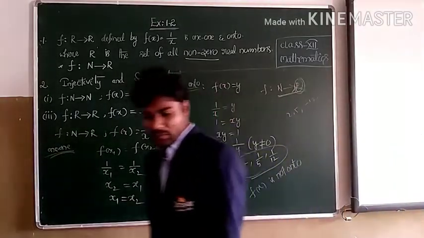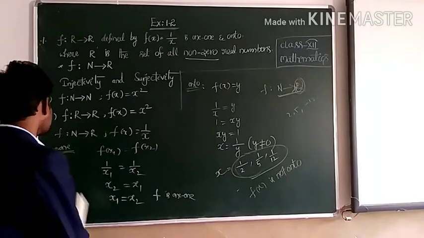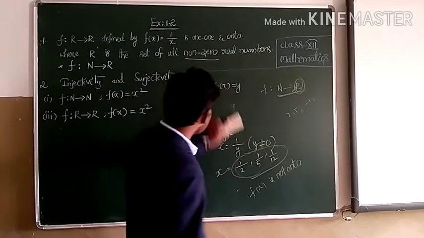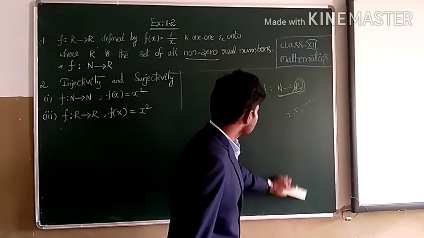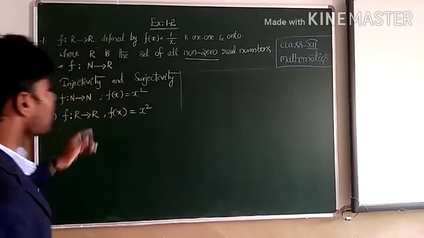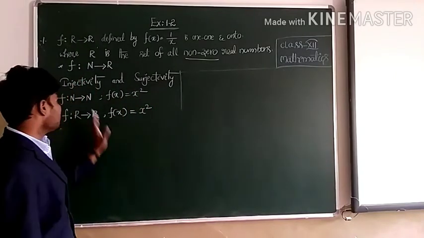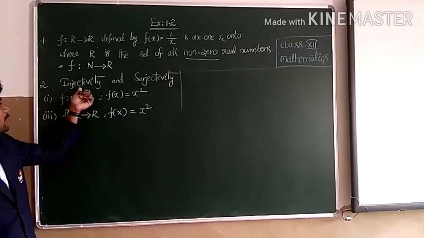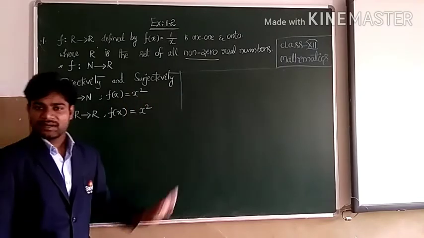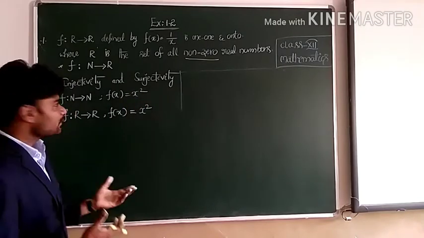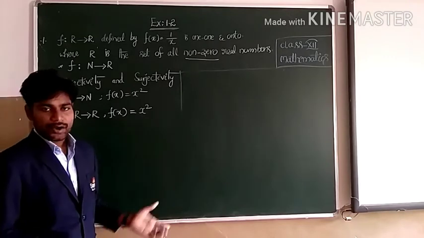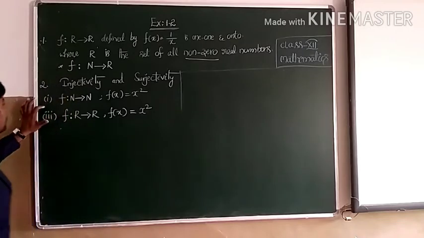Now let's see problem number 2 in this exercise. So this time it is the same as the first problem, just the names are changed here. In the first one they gave one-one and onto, but this time we check the functions which are injective and surjective. Again we need to check one-one function and onto function. Injectivity we call one-one function. Surjectivity we call onto function. Right?